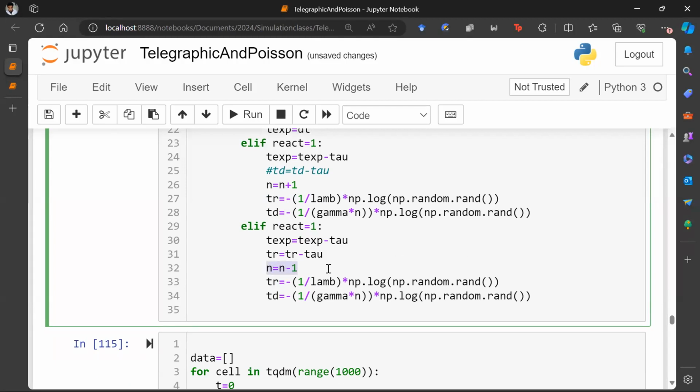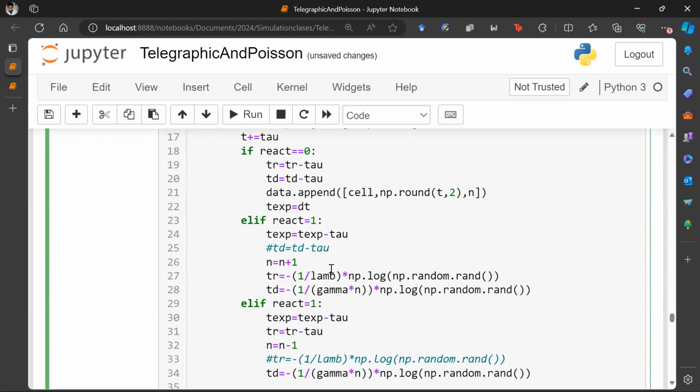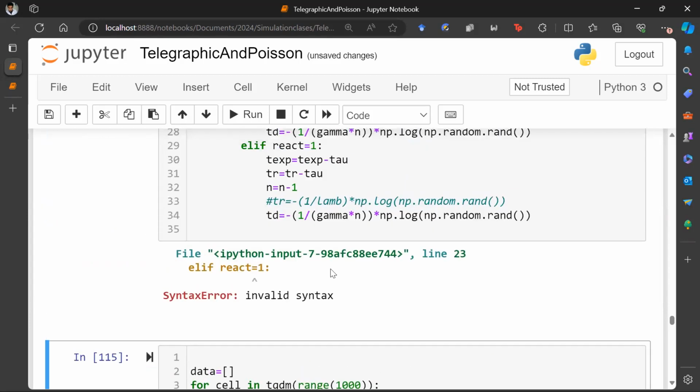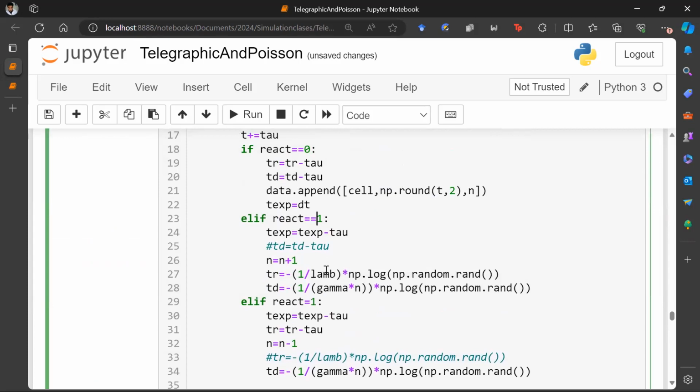And if my reaction is degradation, I make the number of molecules decrease by 1. And I calculate the new time for reaction, so I know this, and the new time for degradation should be calculated because N is changing. Okay, so I think 5 is okay. So this has to be equal to 1, and this has to be 2. I can use else if.